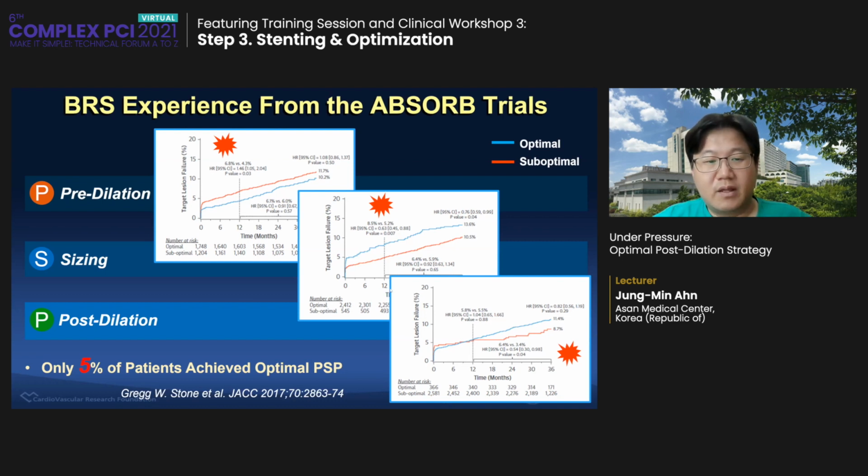Of those, even with BVS implantation, only 5% of patients achieved optimal pre-dilatation, sizing, and post-dilatation. It was very surprising. In addition, adequate post-dilatation is associated with late events. After 1 year, adequate post-dilatation is associated with a significantly lower event rate, even in the PRS.